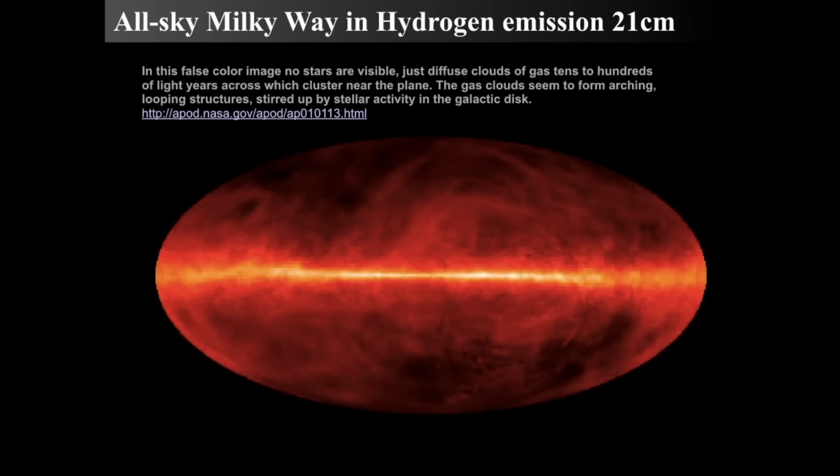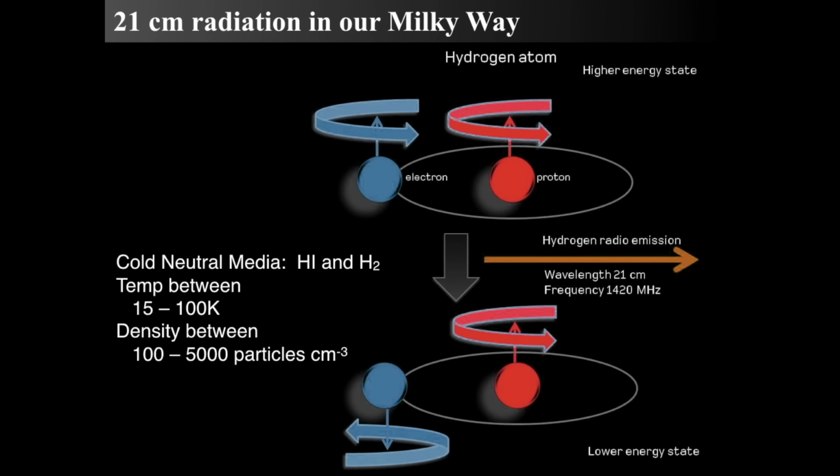Remember, this is the all-sky image of the Milky Way in 21 centimeters, which is radio light, and it's due to hydrogen emission. And we see it's right along the band of the Milky Way, right down the galactic disk, and we have some high cirrus clouds above and below, but it's concentrated almost exclusively along the galactic equator, and it's a very, very narrow band. So where does this come from?